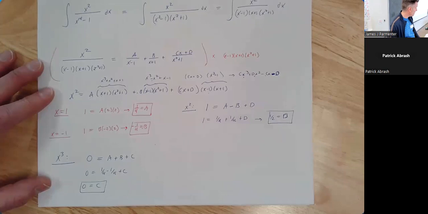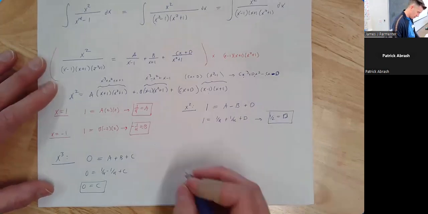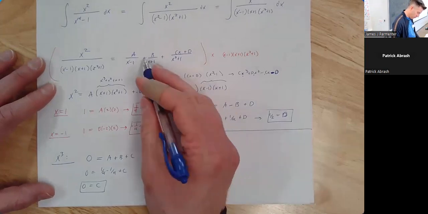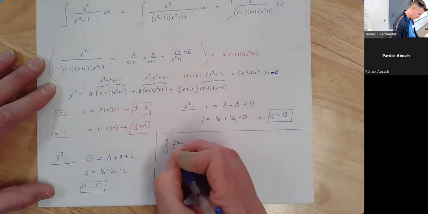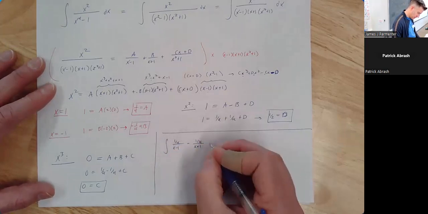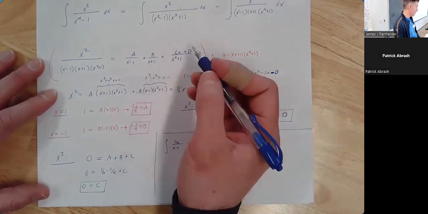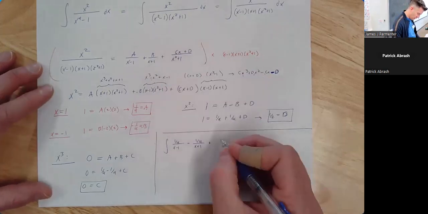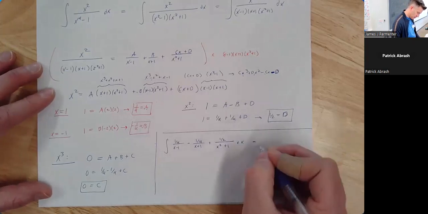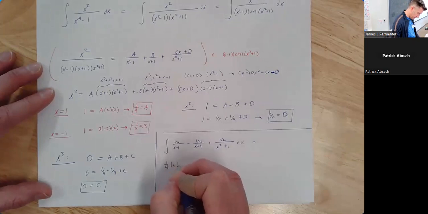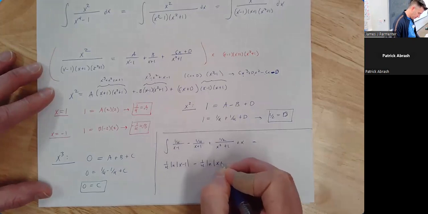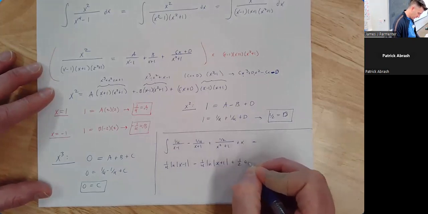Now we have all the pieces we need, we can go ahead and do the integral. So our integral is going to be the integral of 1/4 over x minus 1 minus 1/4 over x plus 1 plus Cx, but that's 0. That's great. That helps me out. Plus D, so D is the 1/2, over x squared plus 1. So this ends up equaling 1/4 natural log of the absolute value of x minus 1 minus 1/4 natural log of the absolute value of x plus 1 plus 1/2 arc tangent of x.